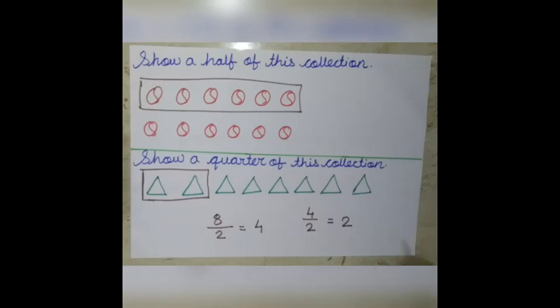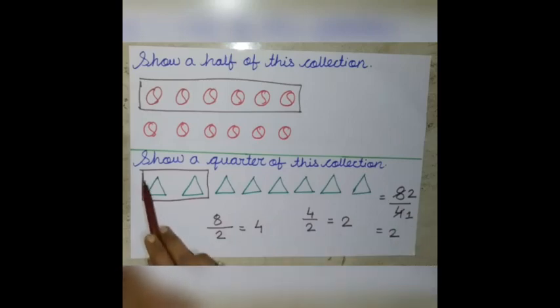Otherwise, you can follow a different method also. Total 8 triangles are there. We want 4 equal parts. So children, 4 ones are 4 and 4 twos are 8. So quarter of 8 is 2. So here I already marked a quarter part.